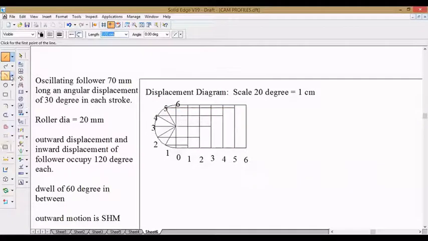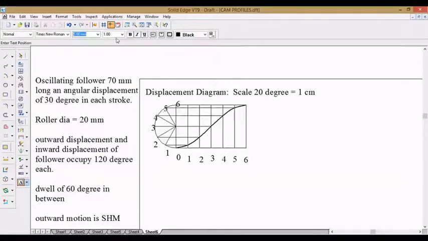Right. So take a smooth curve, a thick line, 0. This will be 1 dash now. This is 2 dash, 3 dash, 4, 5, and 6. A smooth curve you need to draw, and you should label it. This is going to be 1 dash, 2 dash, 3 dash, 4 dash, 5 dash, and 6 dash. This is about simple harmonic motion, outward stroke.